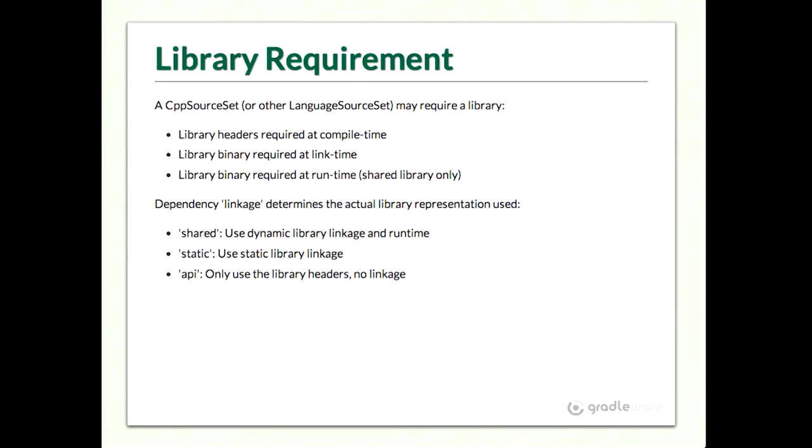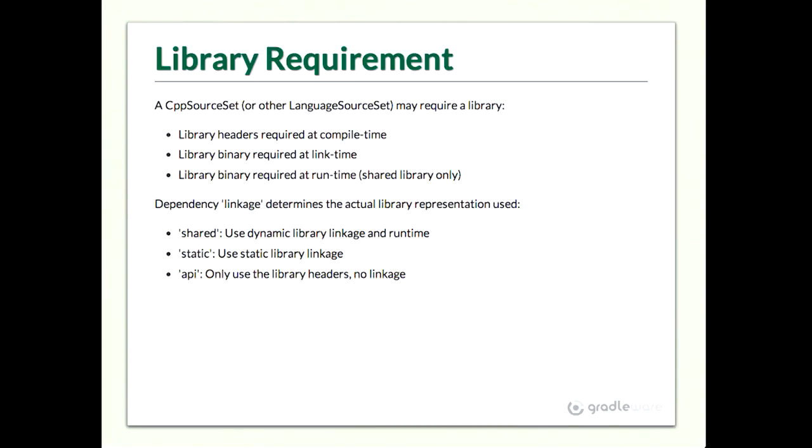When you declare this library dependency, we can also specify a linkage that we want. So I mentioned before, when you build an executable, you can say, I want to use the shared version of this library, or I want to use the static version of this library. Basically, we call that the linkage.